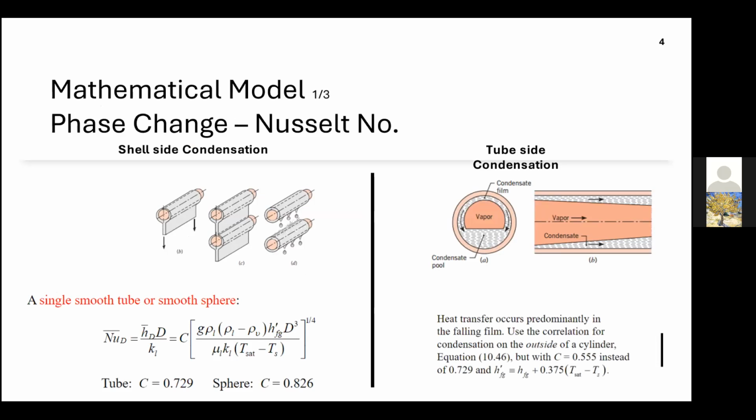To start off, the team first needed to find the appropriate Nusselt number. During condensation, we utilized a different Nusselt number because of the condensation film. We found that the equation found could be used for both shell side and tube side configurations of the refrigerant.